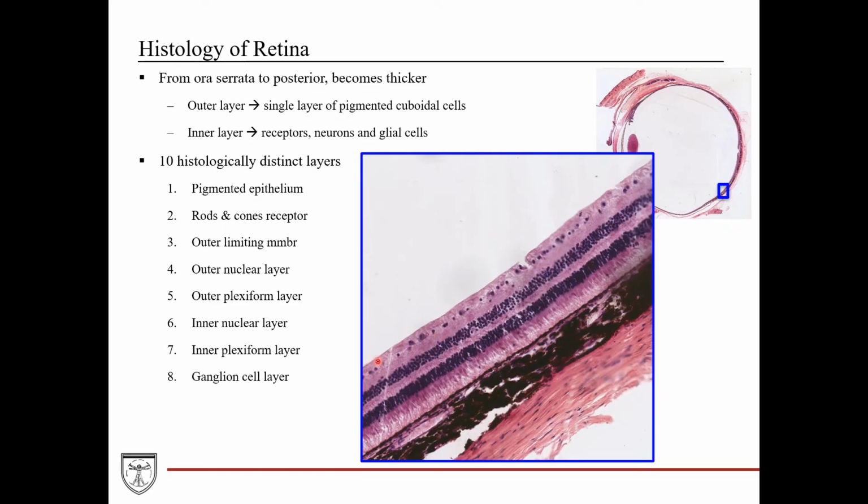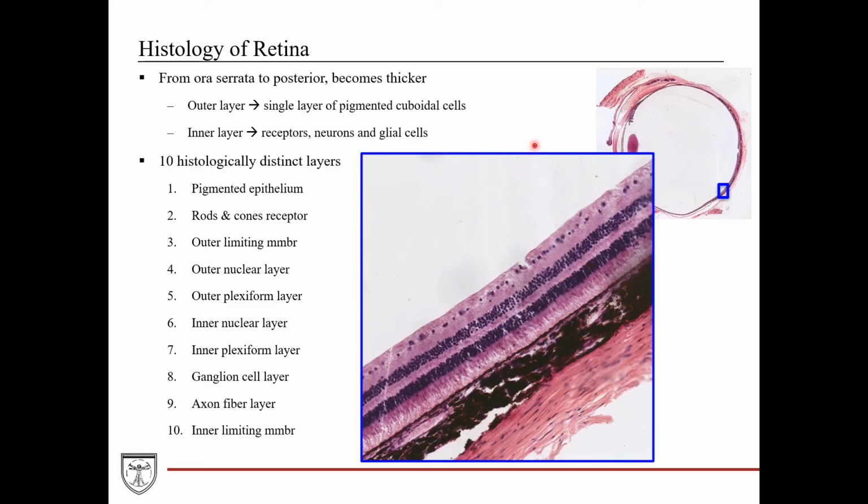Next layer, another nucleated layer of ganglion cell layer, followed by the axon fiber layer. All the axons emerging from the ganglion cells are traveling within this layer. And lastly, we have the inner limiting membrane, which is the innermost boundary of the Mueller cells that are once again forming cell-cell junctions with each other.